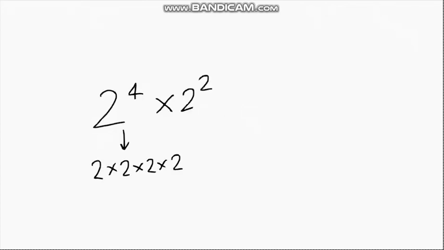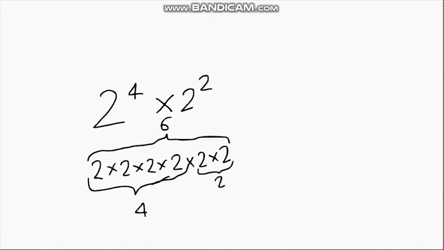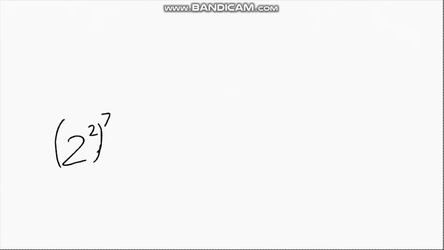Exponentiation is just repeated multiplication. If we multiply the same number by itself 4 times and then multiply it by itself 2 times, we get a total of 6 times. See? Addition.